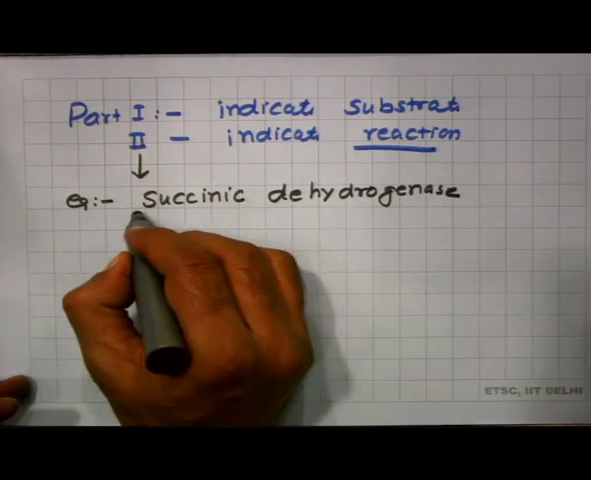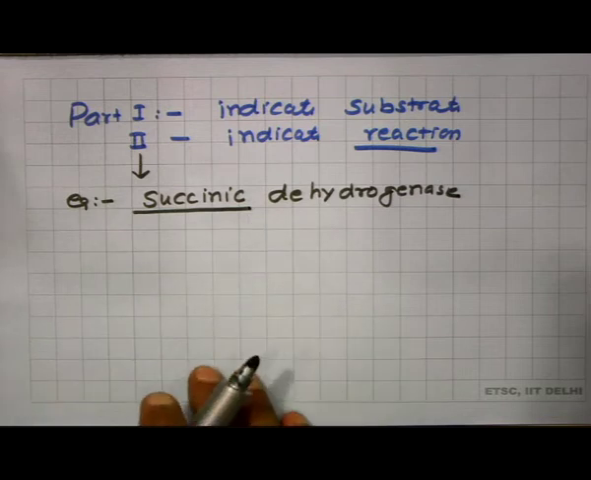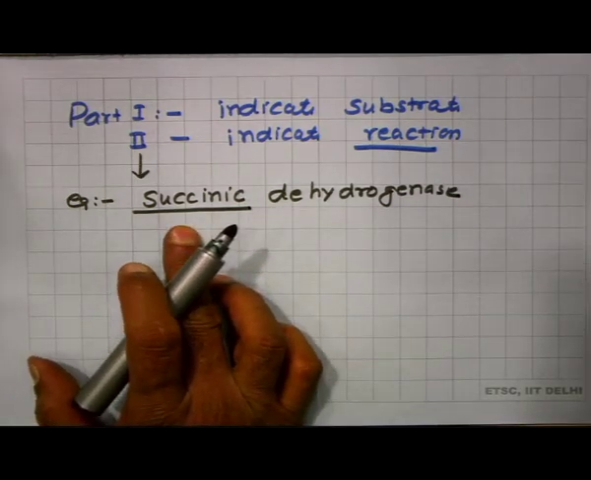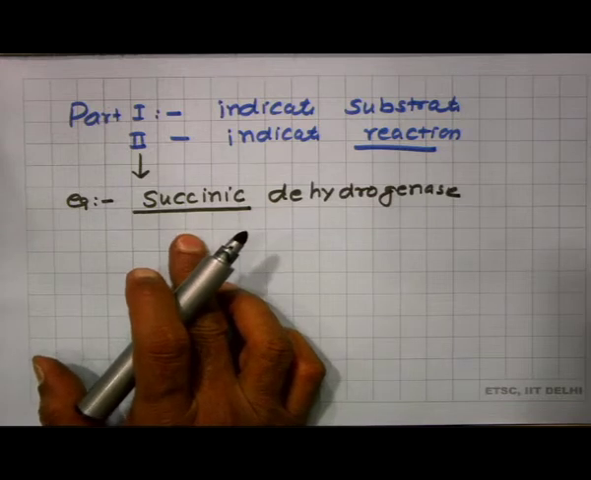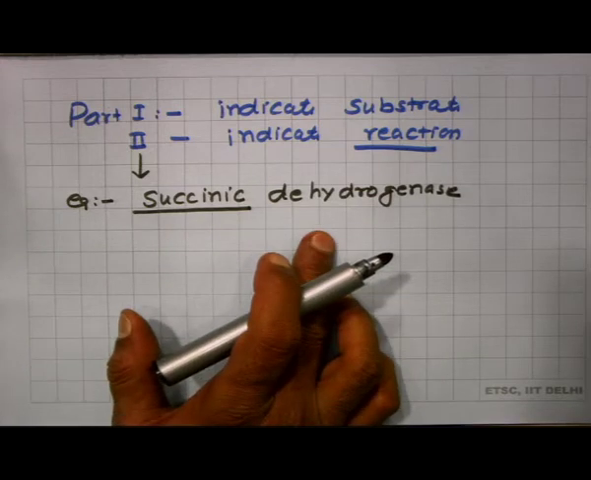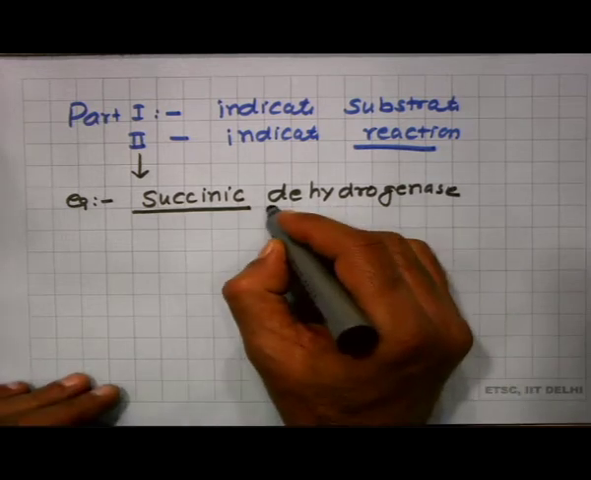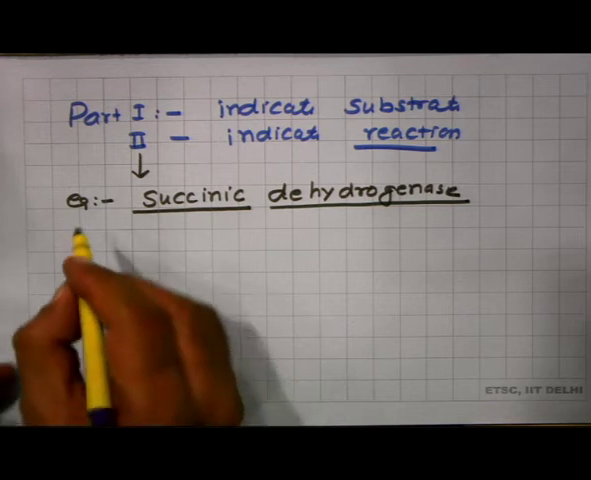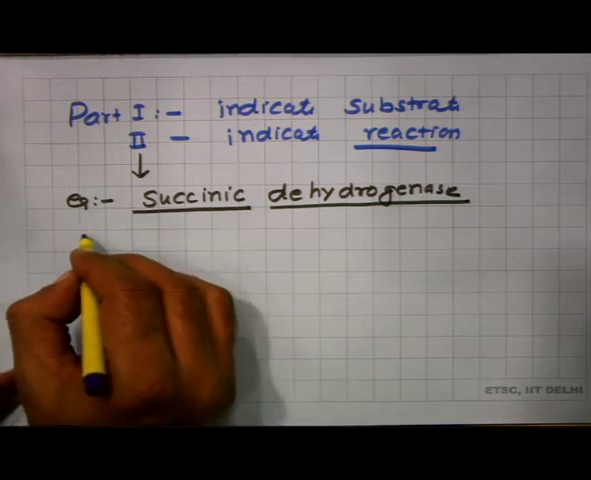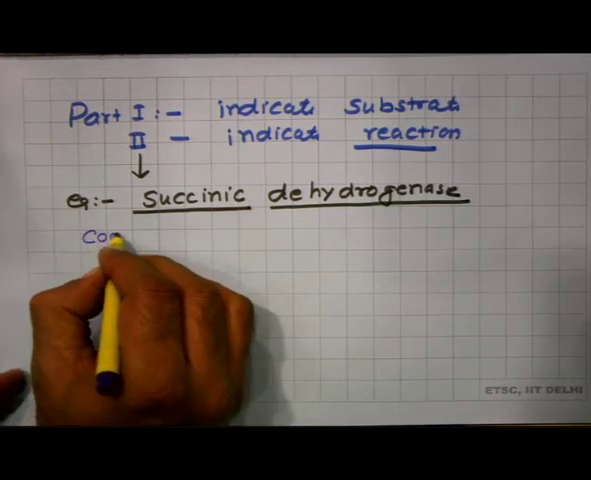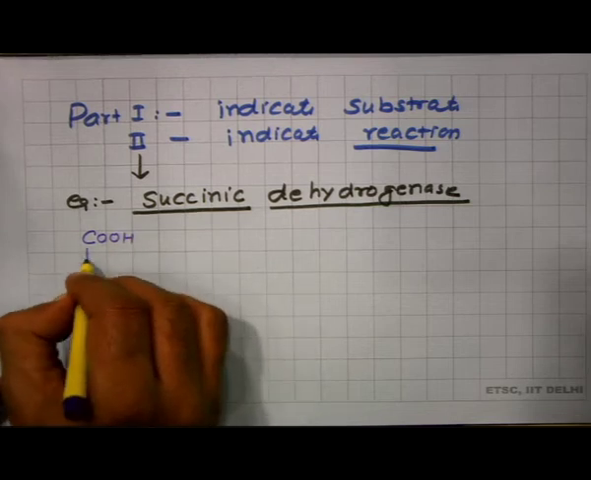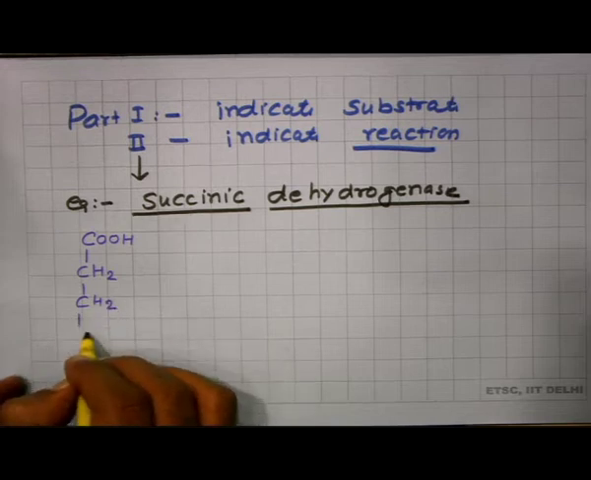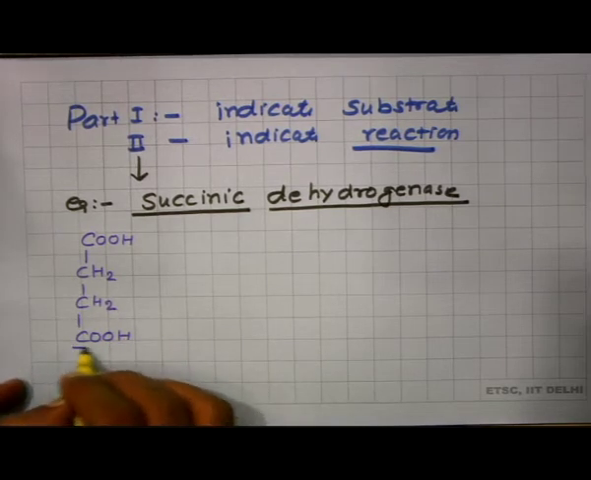Here the first part is succinic. It means the substrate is succinic acid. In succinic acid, a dehydrogenation reaction takes place, and the enzyme involved is succinic dehydrogenase. Just for example, you can easily write the chemical structure of succinic acid, that is CH2 COOH, that is succinic acid.